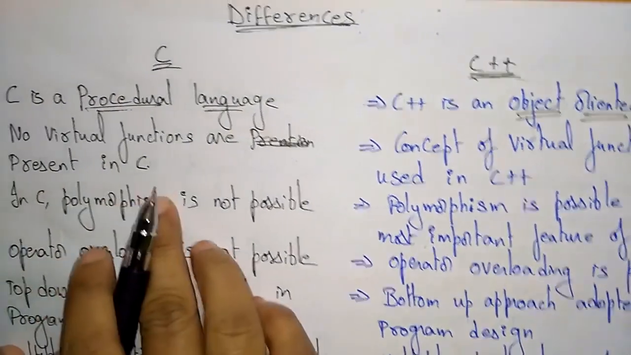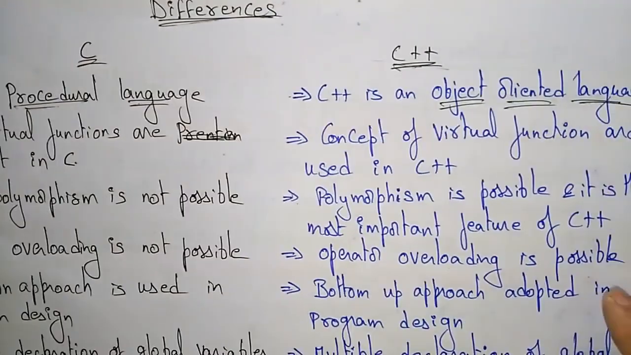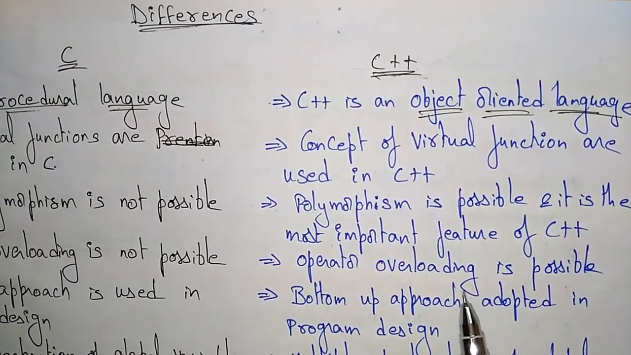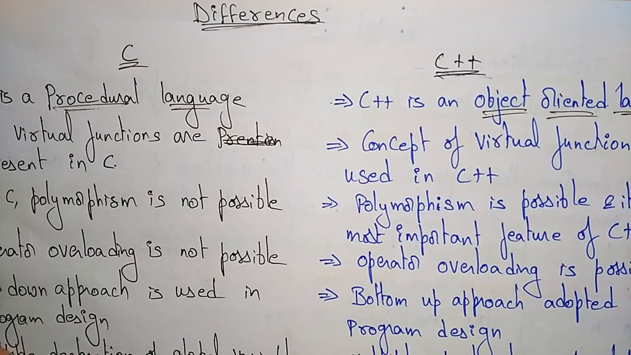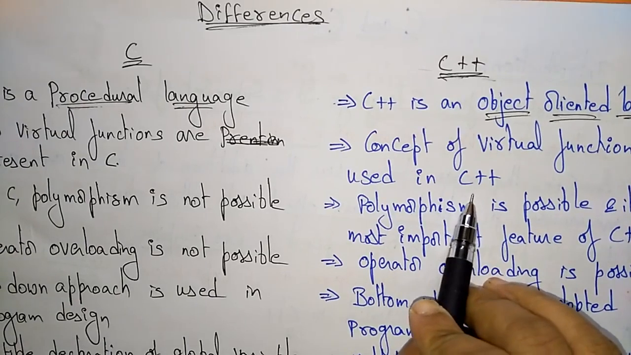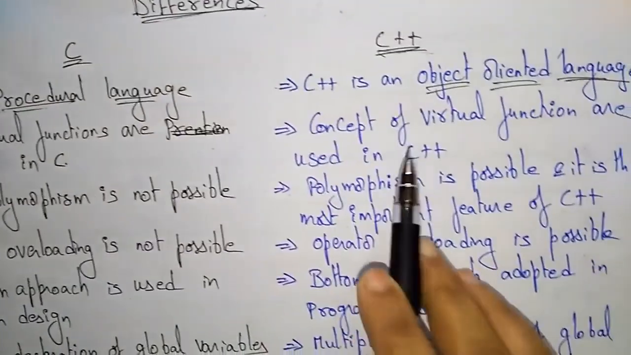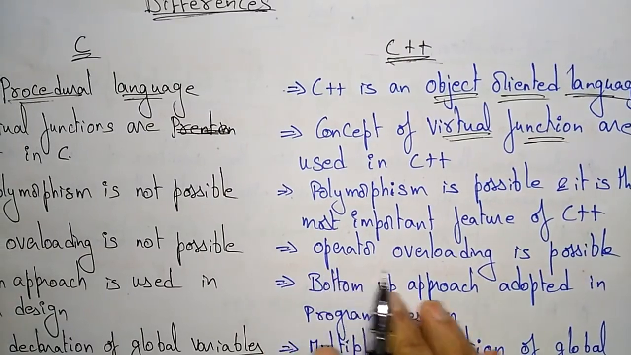Next, in C, no virtual functions are present, whereas in C++ the concept of virtual functions is used. The virtual function must be a member of some class, so it can be accessed by using object pointers. Objects and classes are present in C++. So in C there are no virtual functions, whereas in C++ we use the virtual functions concept.